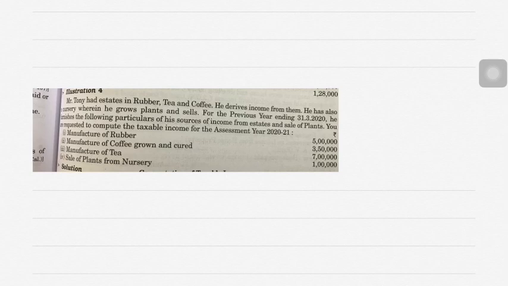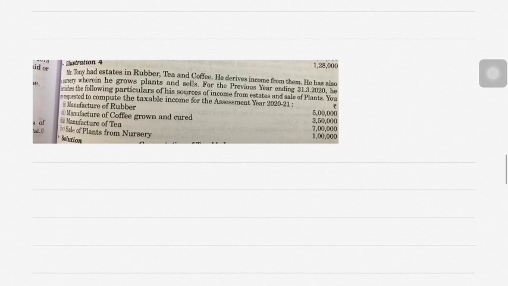For the previous year ending 31/3/2020, he furnishes the following particulars of his source of income from the estate and sale of plants. You are requested to compute taxable income for the assessment year 2021. Okay, manufacture of rubber. Now from rubber he earned 5 lakh rupees. He has manufactured rubber and he earned a profit of rupees 5 lakh.